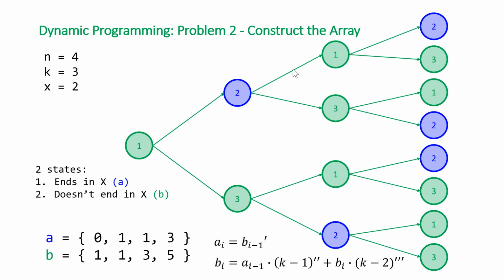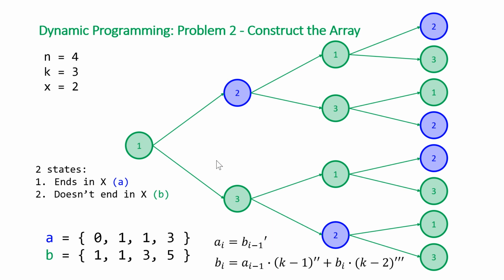So all of the values can be here except for one of them, which is where we get k-1. So that's the first term: all the values that end in x multiplied by k-1 values, which is all of the values subtracting out the single value x that it can't be. And that gives us a portion of the number of arrays that don't end in x.